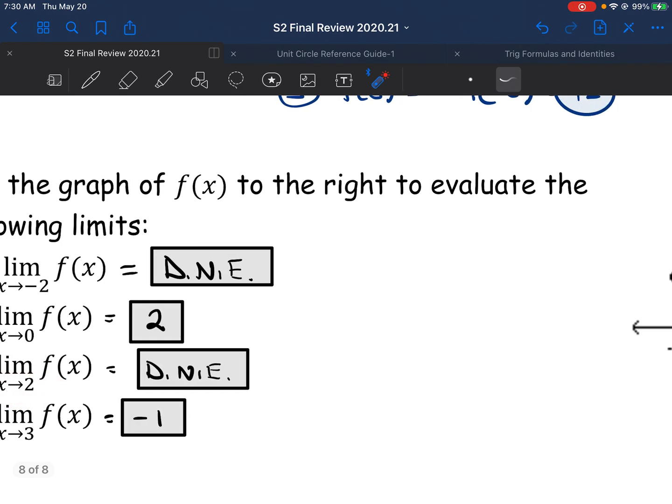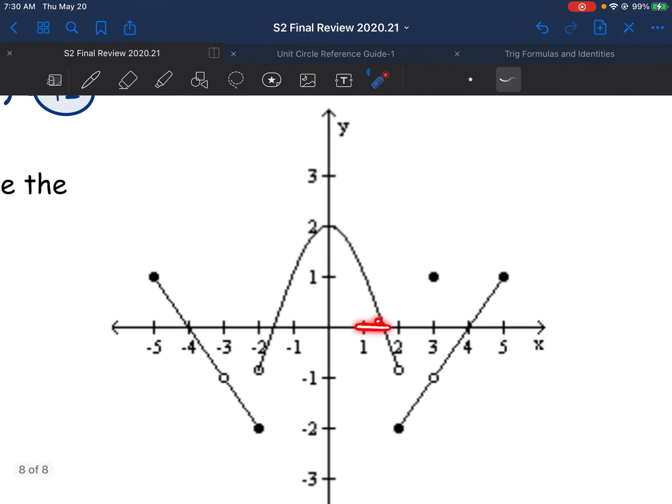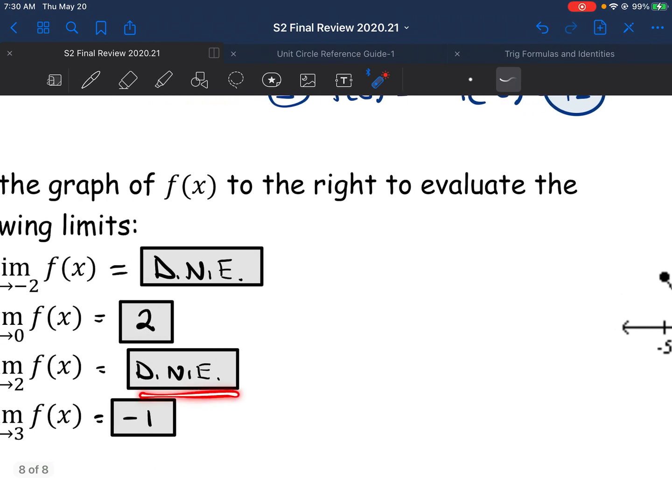Now let's look at the limit as x approaches 2. So approaching 2 from the left, 2 from the right. Very similar to the first one we did. The left side limit is approaching negative 1. The right side limit is approaching negative 2. Left and right side limits are not converging to the same location. Therefore, the limit does not exist.